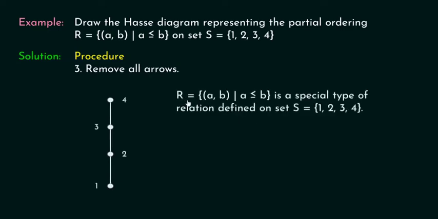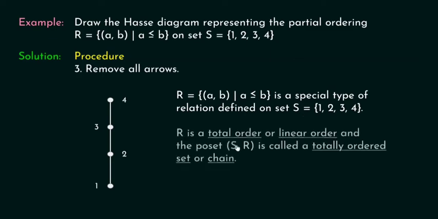Please note that R is nothing but the set of all ordered pairs (a, b) such that a is less than or equal to b. And this relation is a special type of relation defined on set S. Let me tell you why it is a special type of relation. R is a total order or linear order, and the poset (S, R) is called a totally ordered set or chain. You can see a chain-like structure is formed over here. When a chain-like structure is formed, then the relation is said to be a total order or linear order.